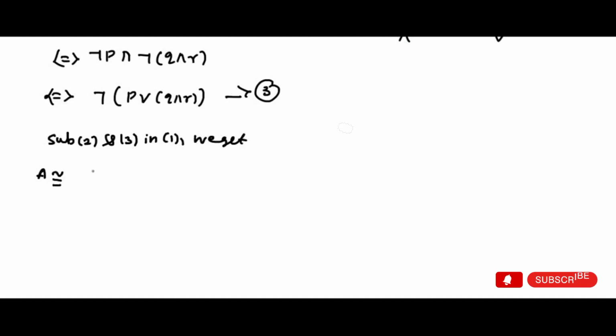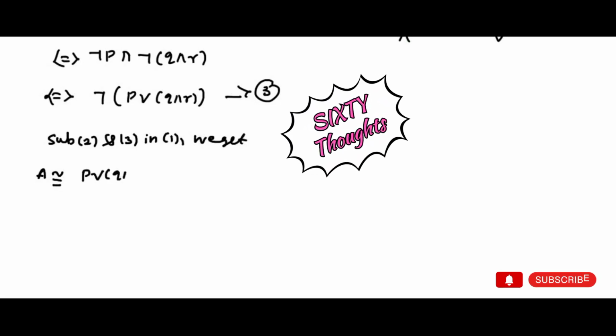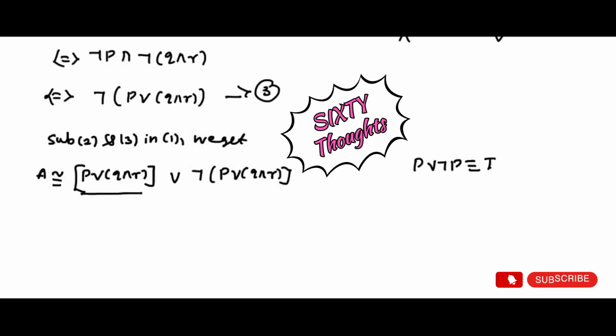It is equal to, what is equation 2? Equation 2 is nothing but P or Q and R. Okay. This is the equation number 2 answer. Or equation 3 is nothing but negation of P or Q and R. Okay. So once again we are applying the inverse law. What is the inverse law? P or negation P is equal to true only. So you consider this is P. This is the negation of P value.